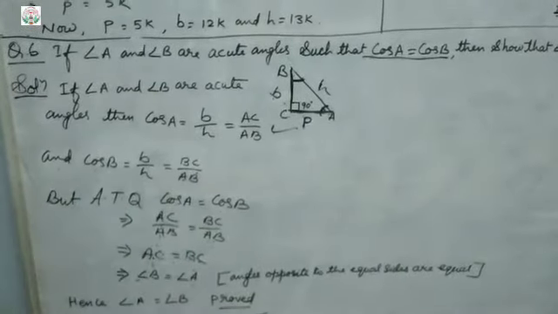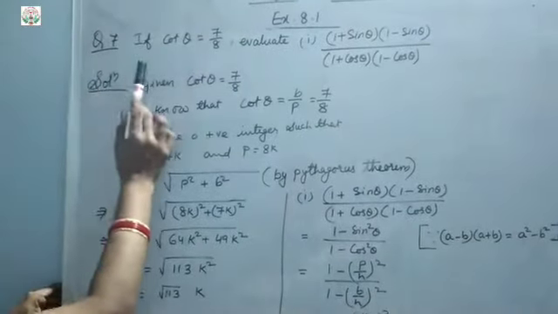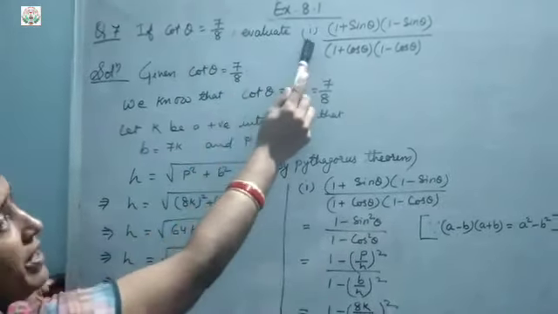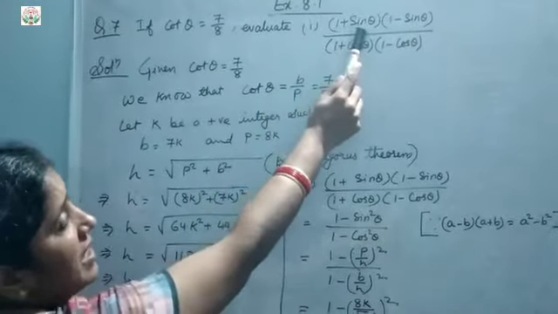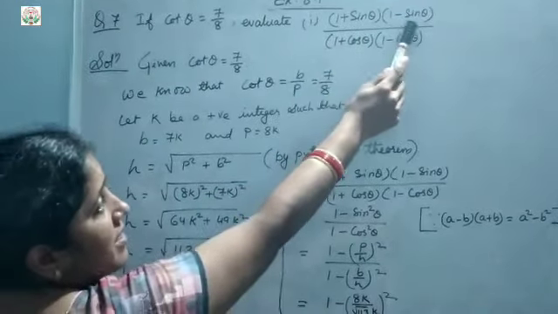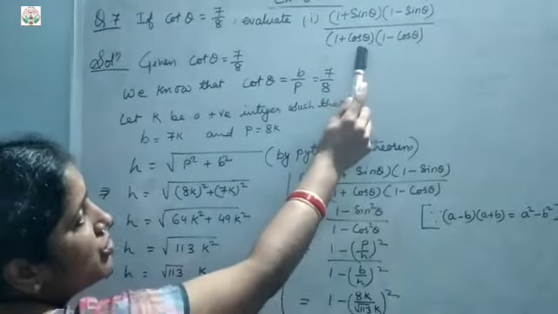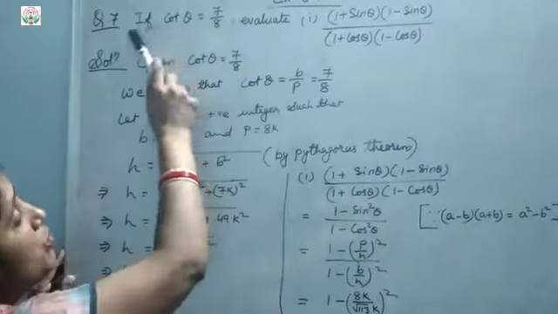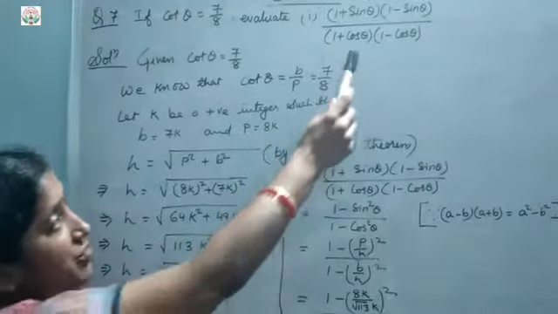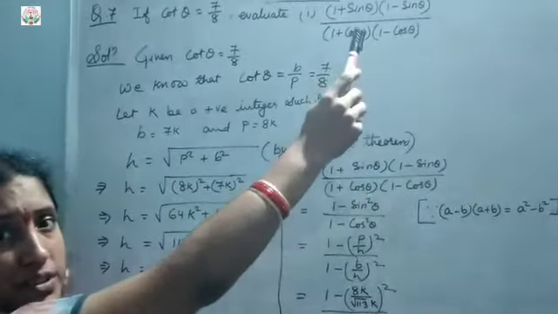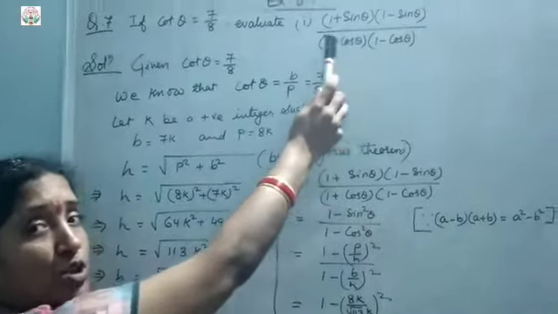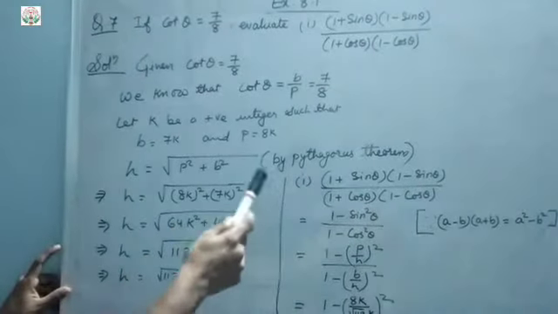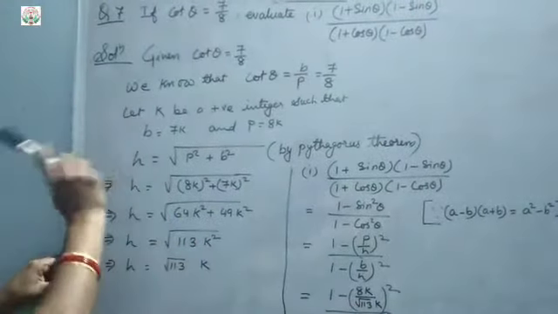Okay children, 7th question: if cot theta equals 7 upon 8, evaluate, first one, (1 plus sin theta)(1 minus sin theta) upon (1 plus cos theta)(1 minus cos theta). This particular question has two parts, first and second, the second being cot square theta. I will be solving the first one, and the second one is your homework. Do it as homework.